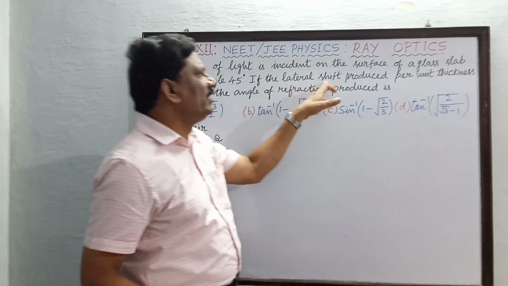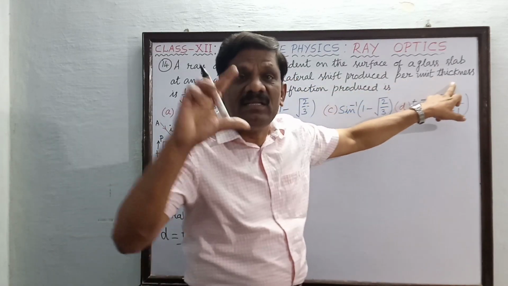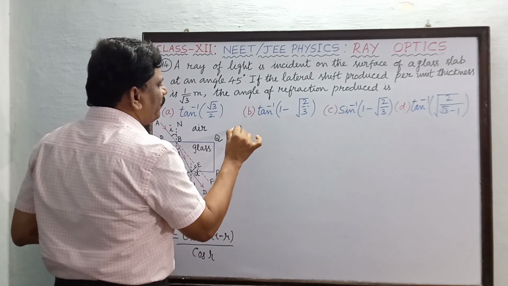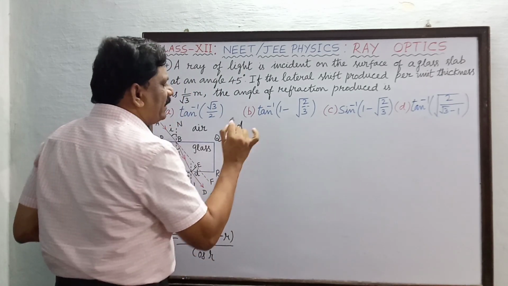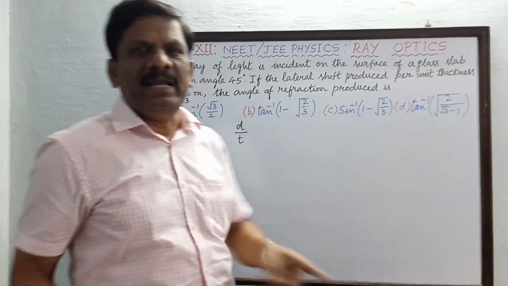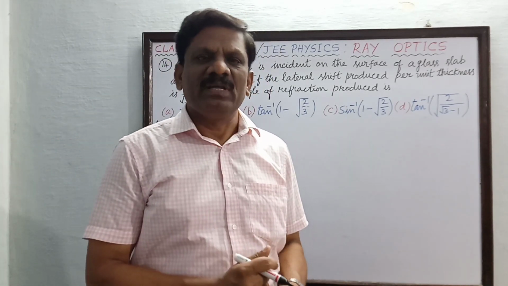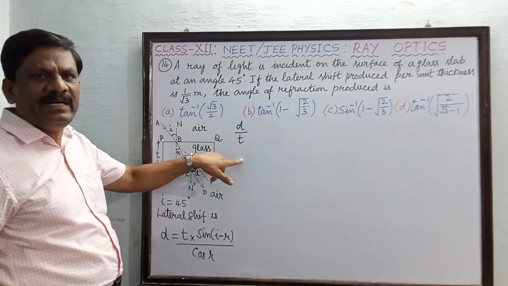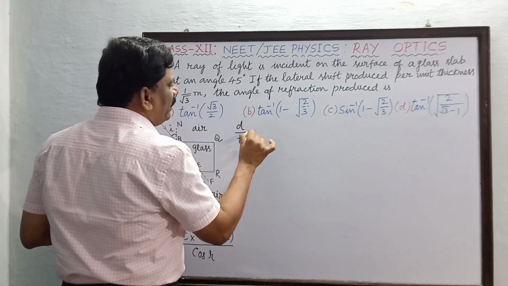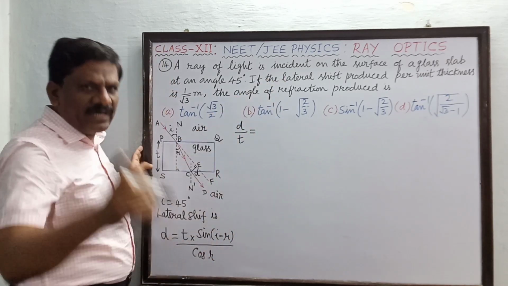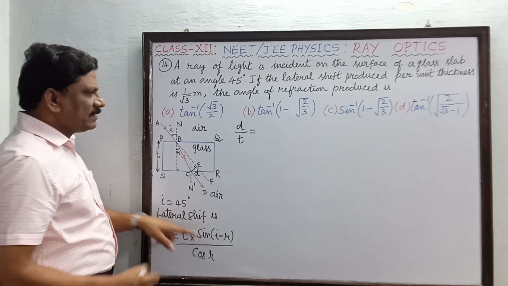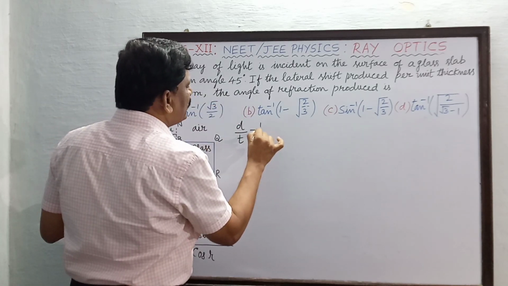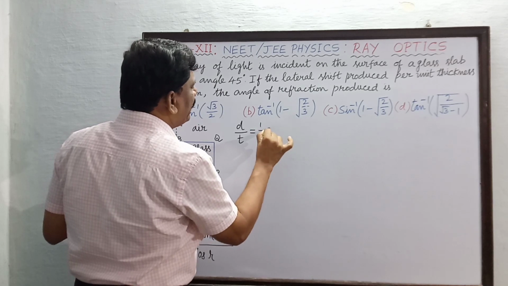If the lateral shift produced per unit thickness. So what do you mean by that? Lateral shift d divided by the thickness. This only is called the lateral shift per unit thickness. Understand? So in this expression, when t is brought to the left hand side, it becomes d by t. And this is called the lateral shift per unit thickness. That is given as 1 by root 3. So this is equal to 1 by root 3 meter, which is given.